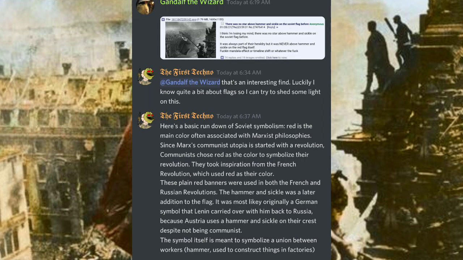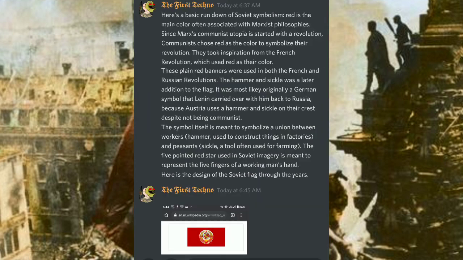The hammer and sickle was a later addition to the flag. It was most likely originally a German symbol that Lenin carried over with him back to Russia, because Austria uses a hammer and sickle on their crest despite not being communist. The symbol itself is meant to symbolize a union between workers, hammer, used to construct things in factories, and peasants, sickle, a tool often used for farming.